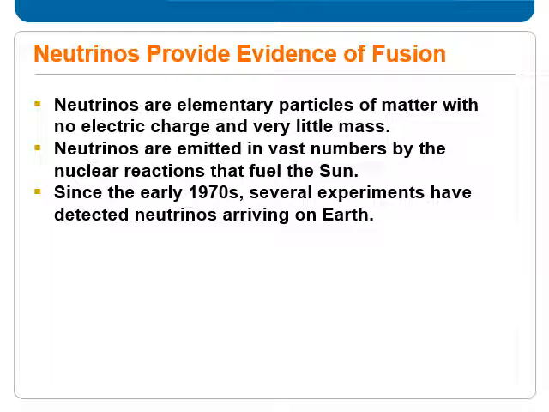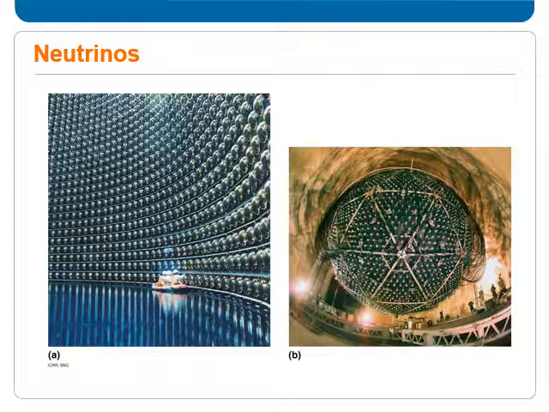Neutrinos are elementary particles of matter with no electrical charge and very little mass. Neutrinos are emitted in vast numbers by nuclear reactions that fuel the Sun. Since the early 1970s, several experiments have detected neutrinos arriving on the Earth from the Sun. Neutrinos are emitted directly from the core of the Sun and escape interacting with virtually nothing. Being able to observe these neutrinos would give us a direct picture of what is happening in the core.